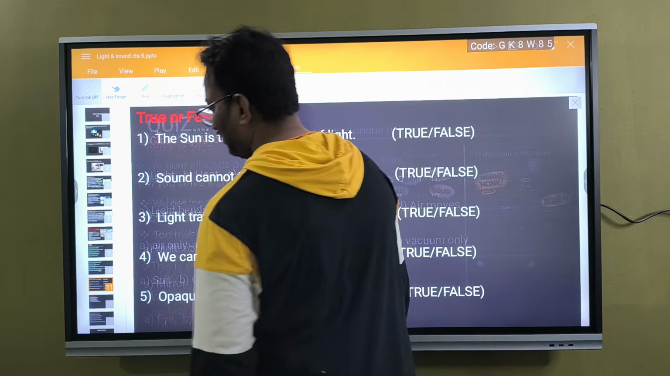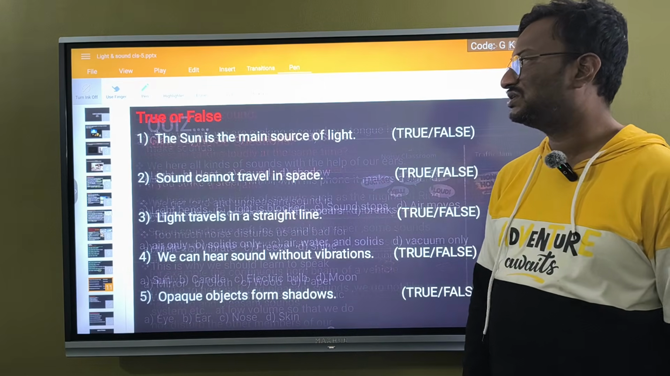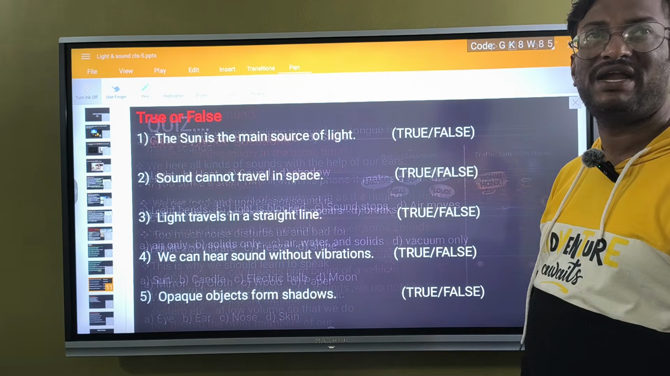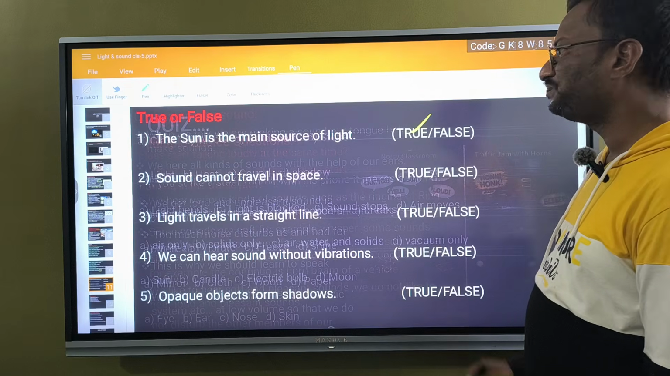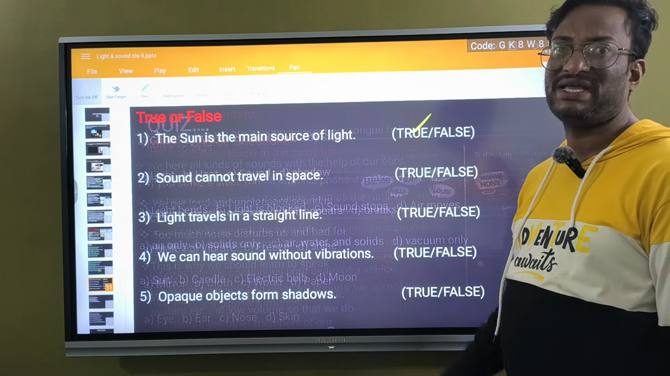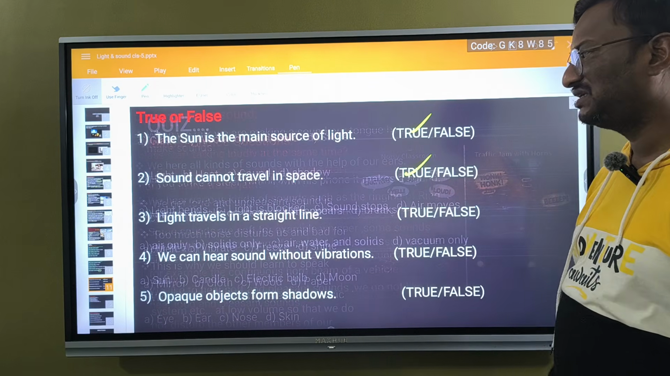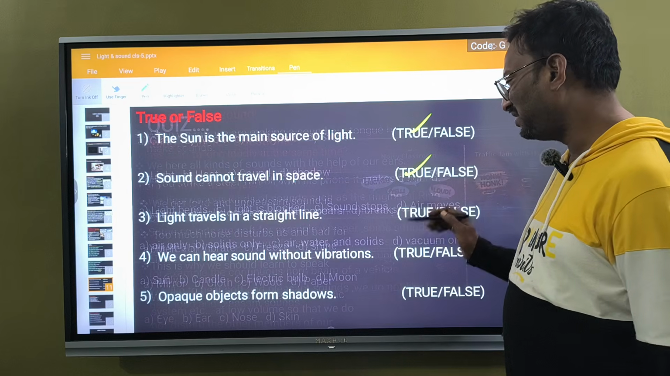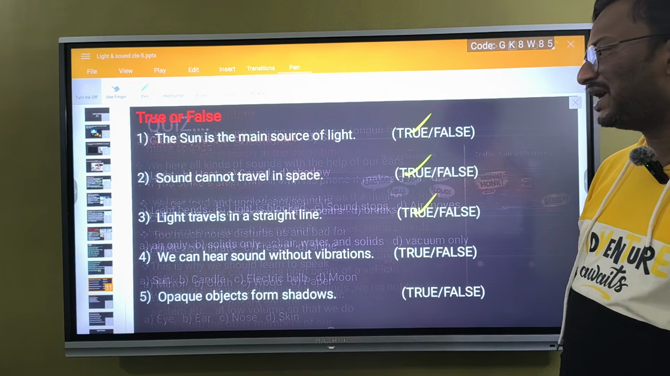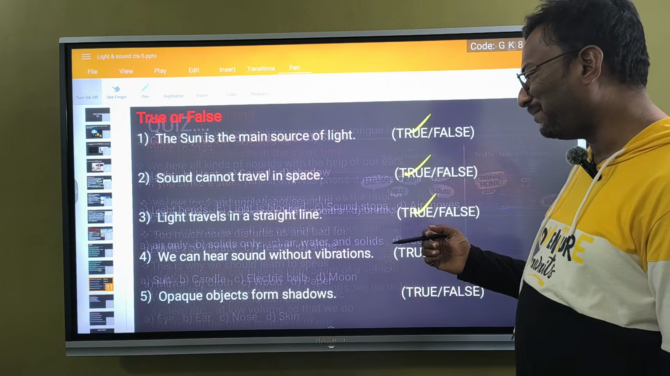Okay, right. The next question is true or false? The sun is the main source of light. Right, it is true. The sound cannot travel in space. Yes, it is true. Sound will not travel in space. Light travels in a straight line. Yes, it is true.